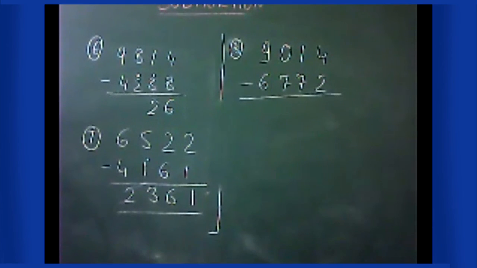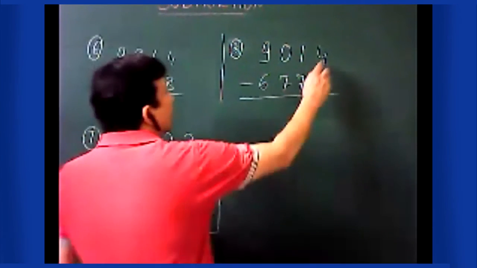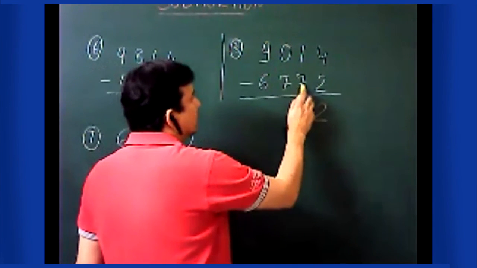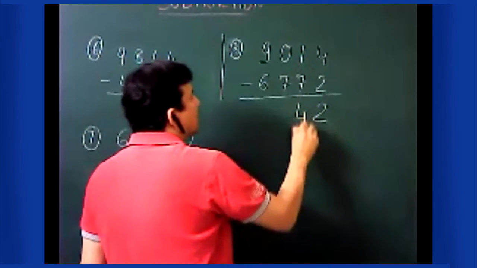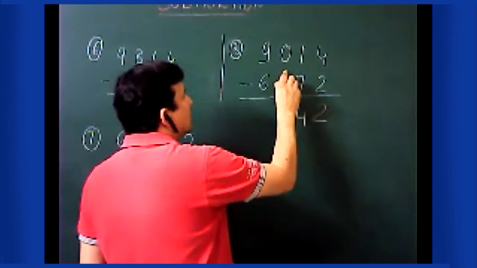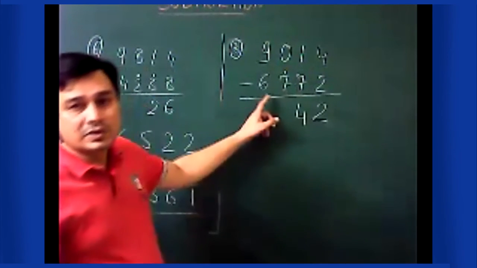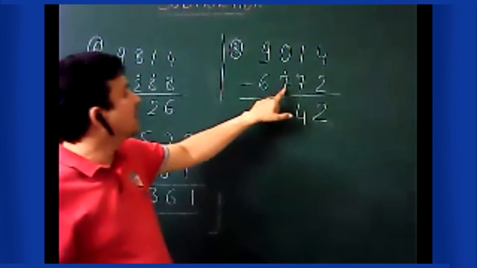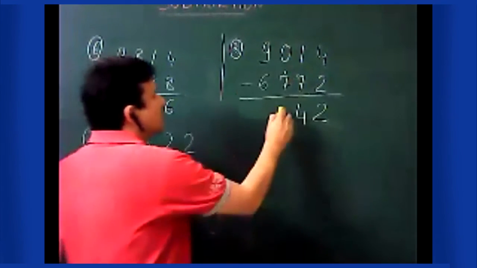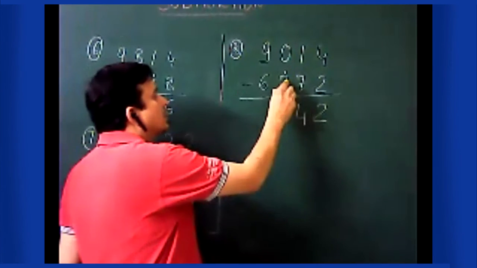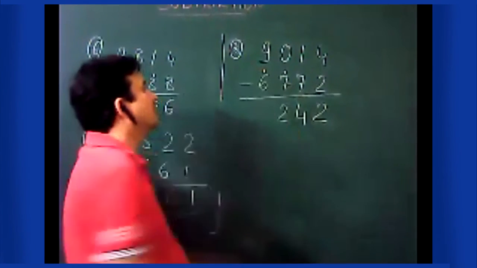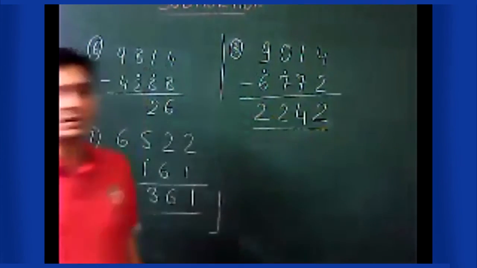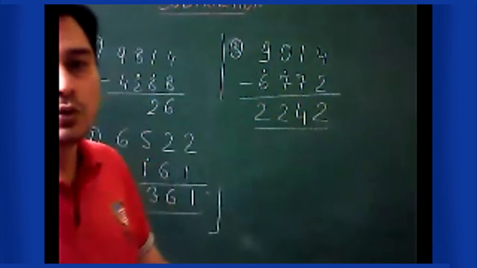No, it should be 2242. Let me explain. 4 minus 2 is 2. The best friend of 7 is 3. So 3 plus 1 is again 4. I took the best friend over here, so I will put a dot over here. Now this has become 8. So the best friend of 8 is 2 and 2 plus 0 is 2. Again, since I took the best friend in this step, I will put a dot over here. This means 9 minus 7 is 2. So the answer is 2242.